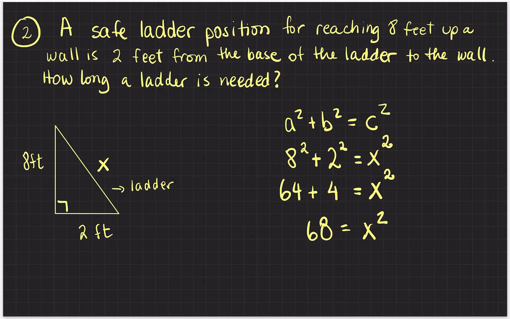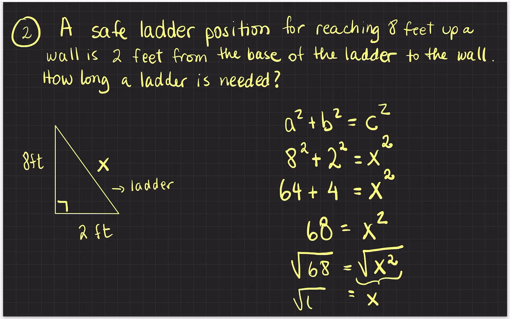And how am I going to do that? Again, using the opposite operation, and the opposite operation of power of 2 is square root. So I'm going to square root, as always, both sides. And here I have the square root of X squared, that's just X, and square root of 68. I'm just going to write square root of 68. You can find out the value for that with your calculator.